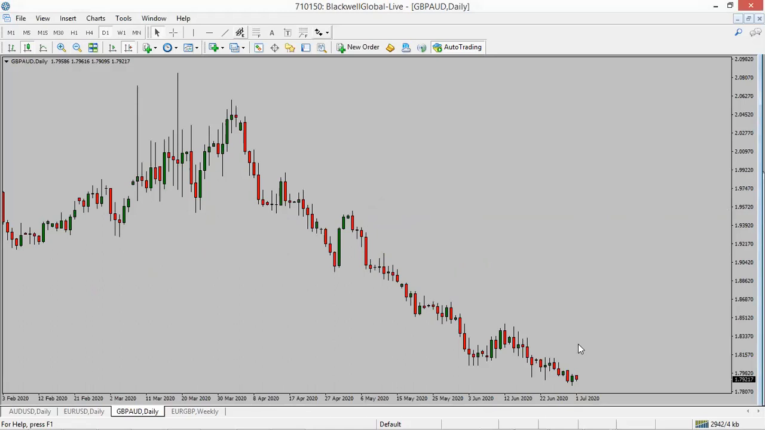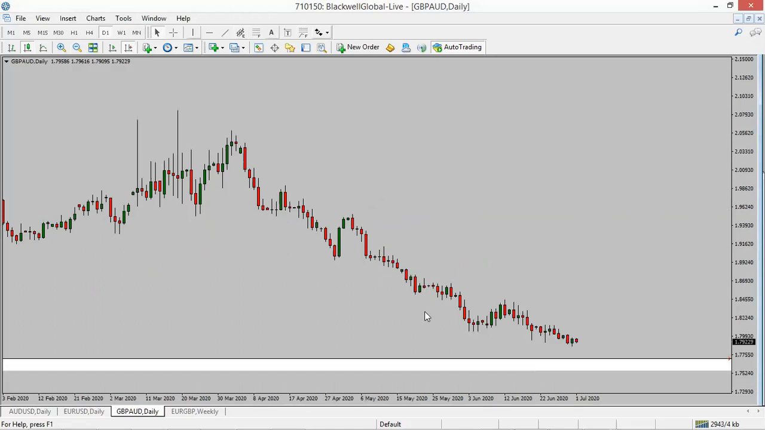Intraday guys will be looking for short opportunities, and it's 2 a.m. here, so I don't know what time zone you're in. So that's it for the Pound AUD. I'll be looking for longs around here, looking for long setups because this is a key level.